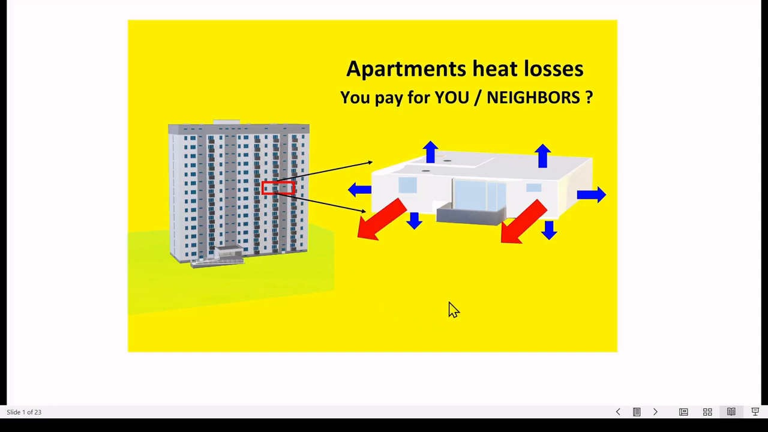In this tutorial, we will see how much are the heat losses from a heated apartment to the neighboring unheated or less heated apartments. We will see how this increases the total consumption and total bill from the ideal situation when all neighboring apartments are heated.